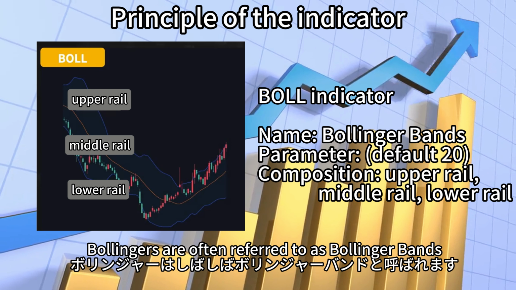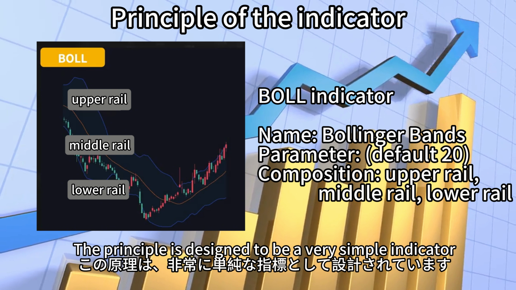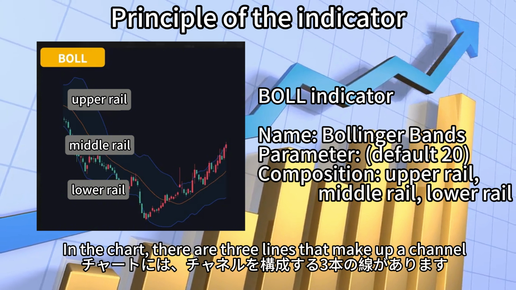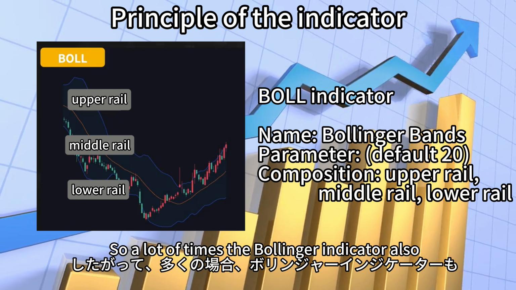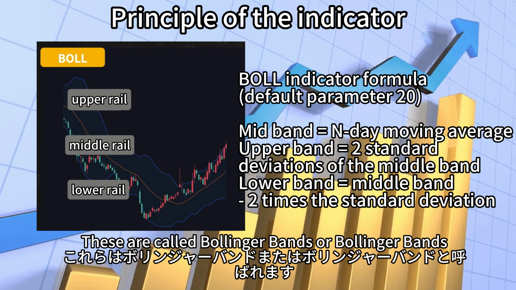Bollingers are often referred to as Bollinger Bands. This indicator is based on standard deviation in statistics. The principle is designed to be a very simple indicator. The default parameter of the Bollinger indicator is 20. In the chart, there are 3 lines that make up a channel. So a lot of times these are called Bollinger Bands.